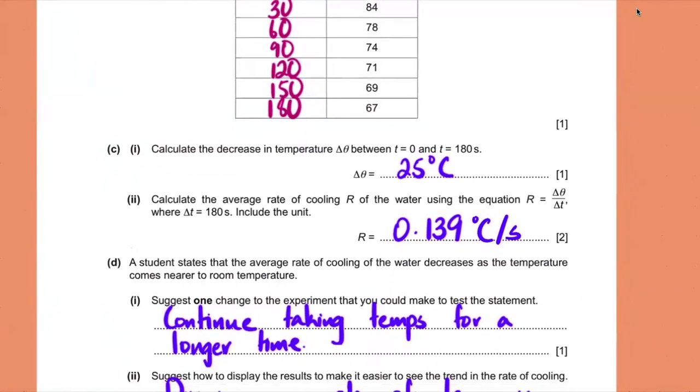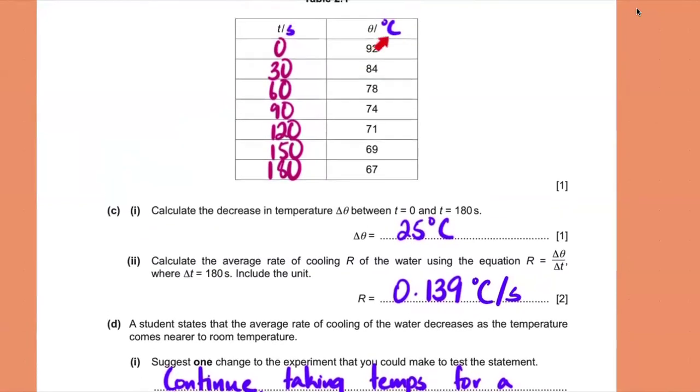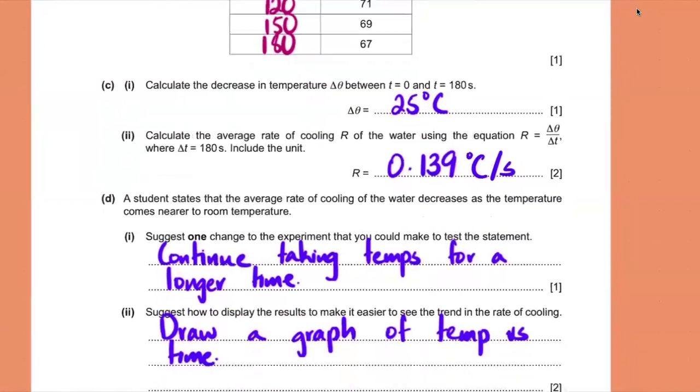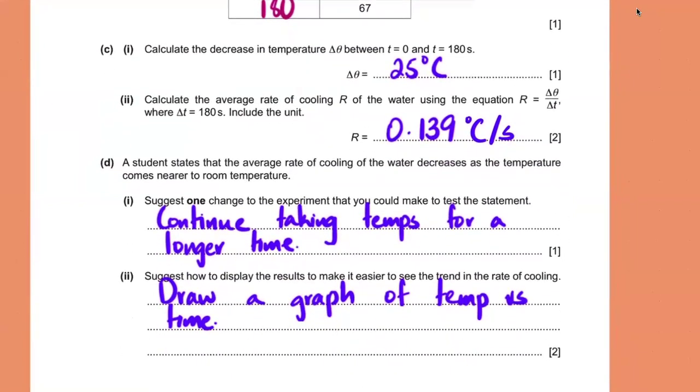Next part suggests how to display the results. You see this word display, your mind should automatically be thinking of a graph. So you draw a graph and then you just need to see what the graph axes would be. You can say it's a graph of temperature versus time. That is one possible graph, that's what I've written. Otherwise, somebody else could also suggest a graph of the rate of cooling versus time. Both would be acceptable.